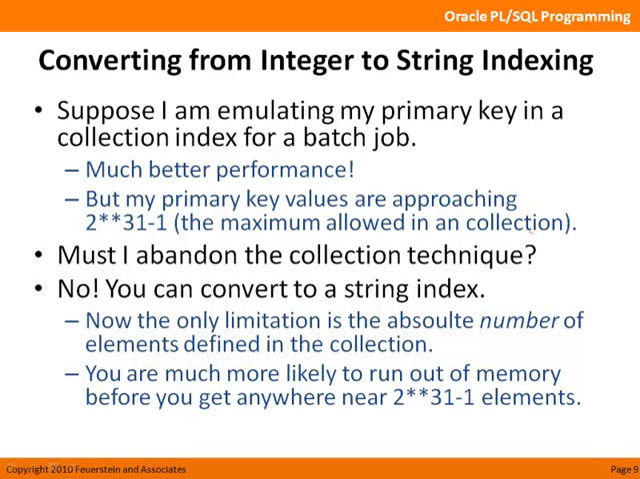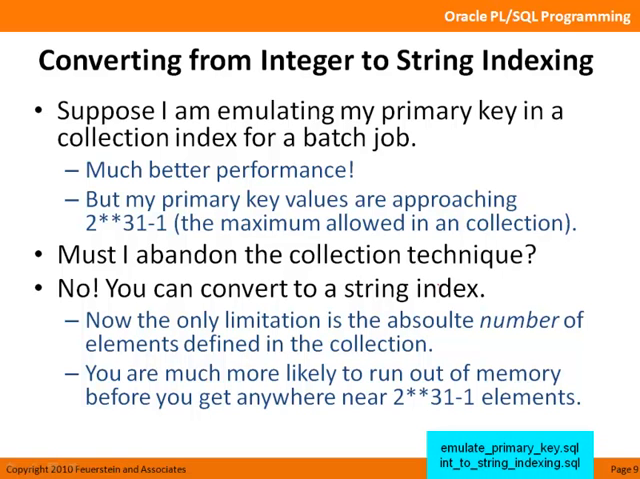With a string index, you don't have to worry about the size, or the actual value hitting the limit. You have to worry about the number of elements defined in the collection. Sorry about the little typo there. I'll fix it up really soon. So you only have to worry about actually hitting the limit of 2 to the 31st minus 1 elements, or actually 2 times 2 to the 31st minus 1 elements. Lots and lots of elements. So you're likely to run out of memory before that ever happens, and you can completely avoid the problem of hitting the maximum value. Let's take a look at a script that demonstrates what I'm talking about here.